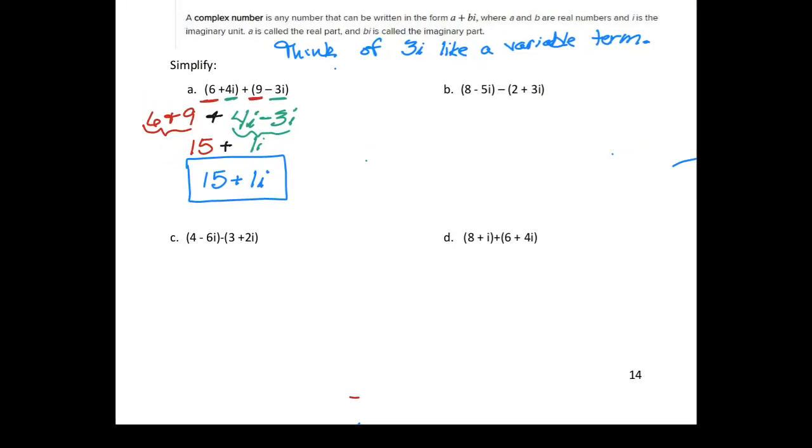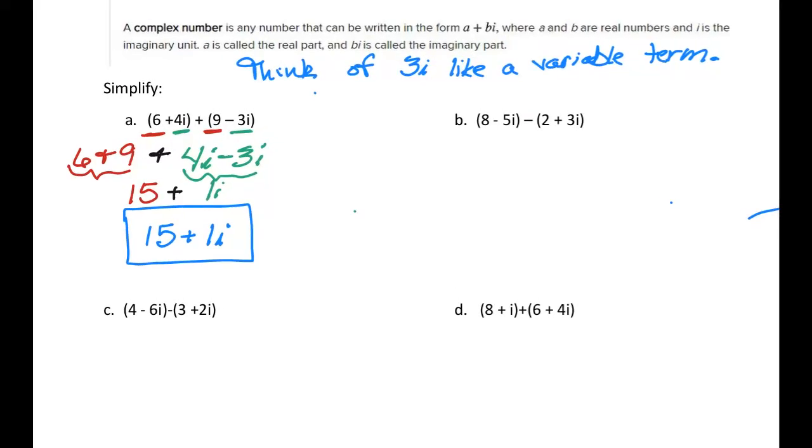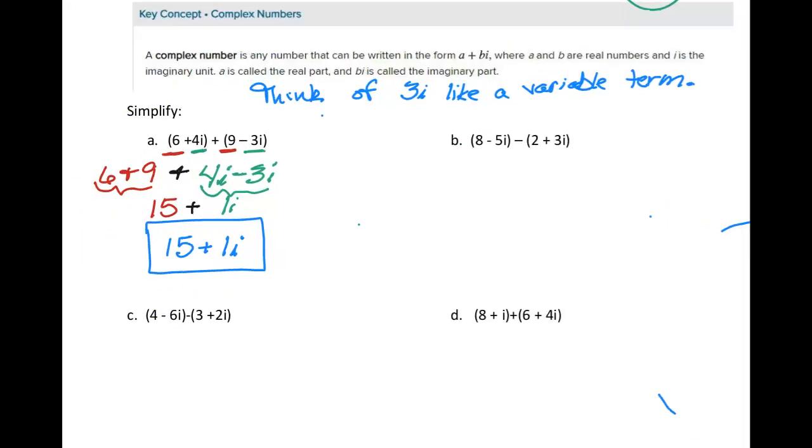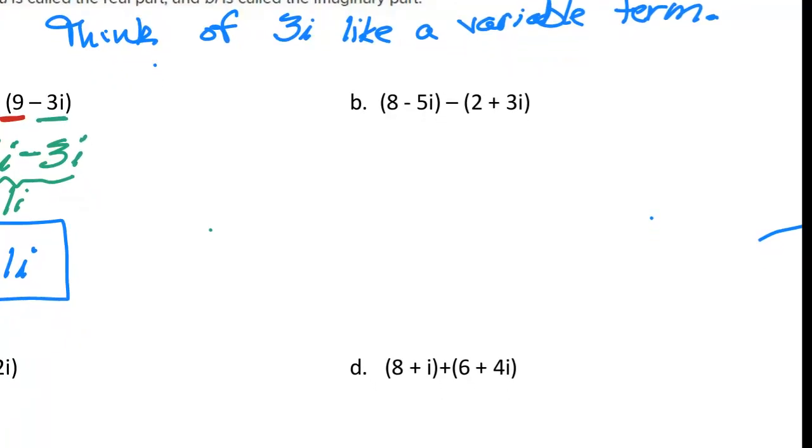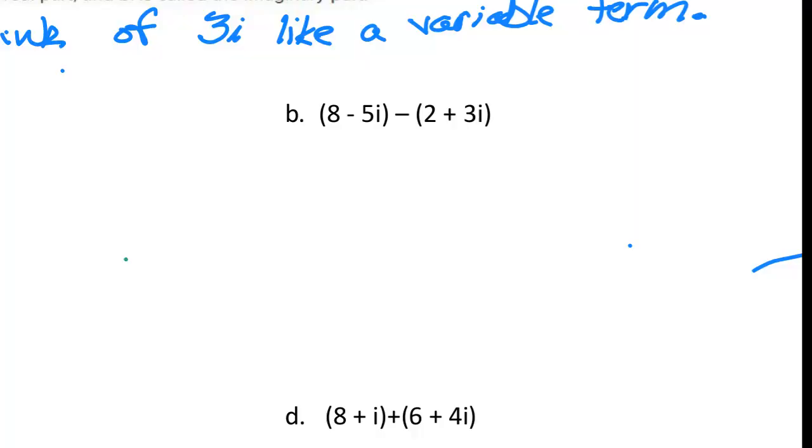The place where it becomes a little bit trickier is when you have the minus sign in between, because you need to distribute that negative sign. So let's look at B. It's kind of like when we subtracted polynomials. Right here, we don't subtract these. We need to change this to adding the opposite. And I'm going to write those opposites right above. So this is going to be a negative 2, and this is going to be a minus 3i.